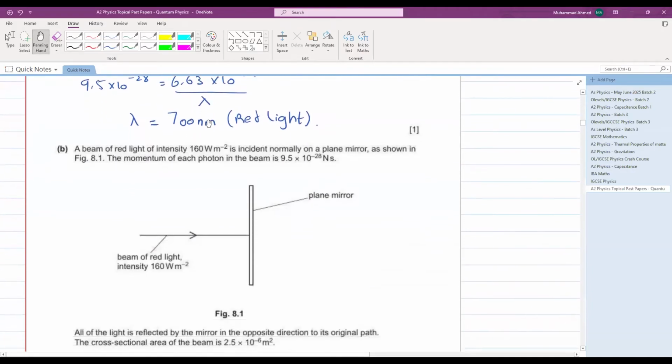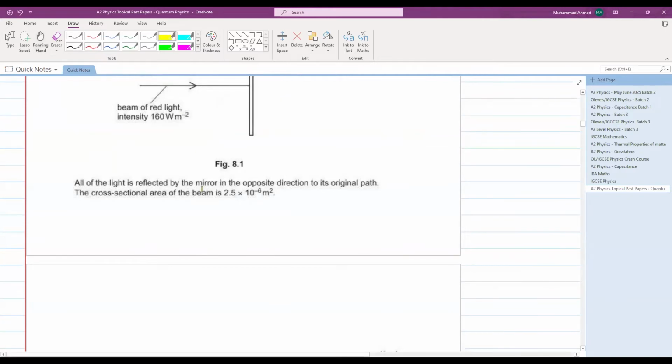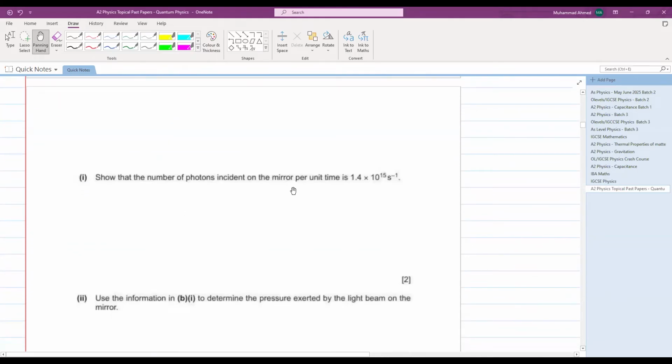Let's further move ahead. A beam of red light of intensity this is incident normal on a plane mirror as shown in figure 8.1. The momentum of the photon is this, and this is your intensity. All of the light is reflected by the mirror in the opposite direction to its original path. The cross sectional area of the beam is this. Show that the number of photons incident on the mirror per unit time is this. We have to calculate the number of photons per unit time.